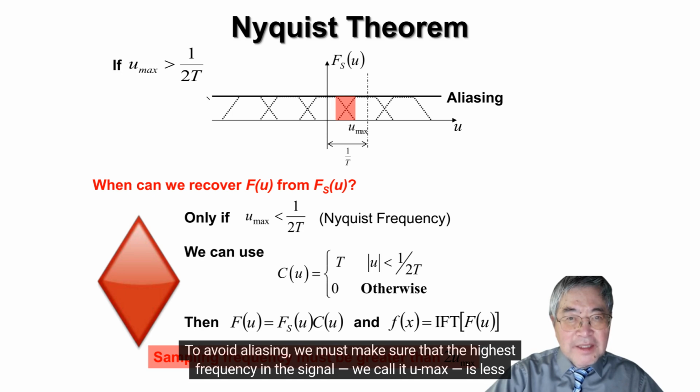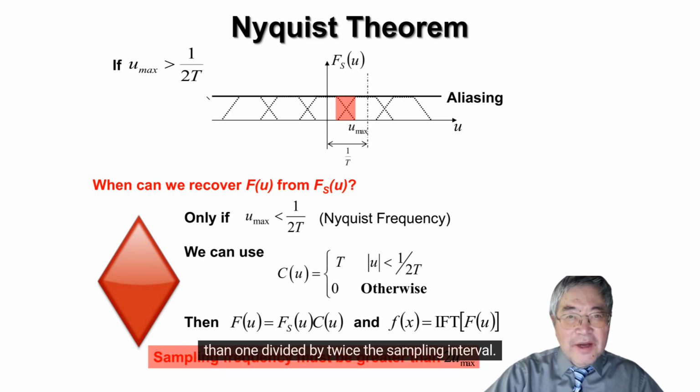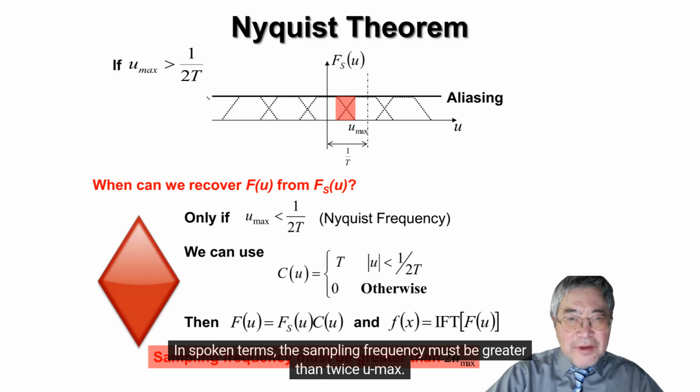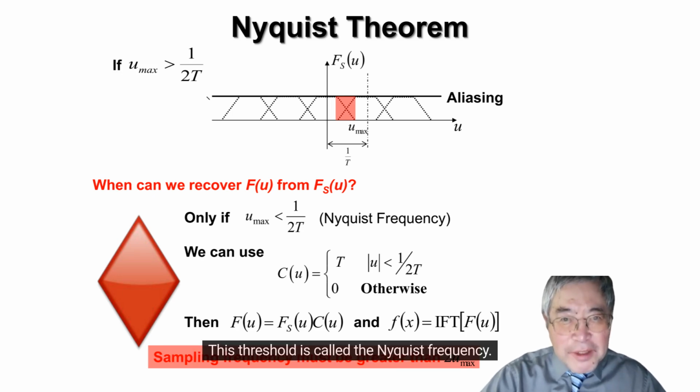To avoid aliasing, we must make sure that the highest frequency in the signal, we call it umax, is less than 1 divided by twice the sampling interval. In spoken terms, the sampling frequency must be greater than twice umax. This threshold is called the Nyquist frequency.